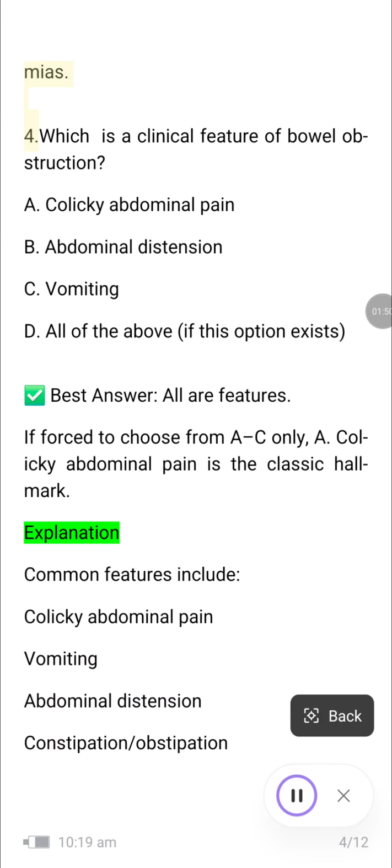4. Which is a clinical feature of bowel obstruction? A. Colicky abdominal pain. B. Abdominal distension. C. Vomiting. D. All of the above. If this option exists, check mark best answer. All are features. If forced to choose from A to C only, A. Colicky abdominal pain is the classic hallmark. Explanation. Common features include colicky abdominal pain, vomiting, abdominal distension, constipation, obstipation.